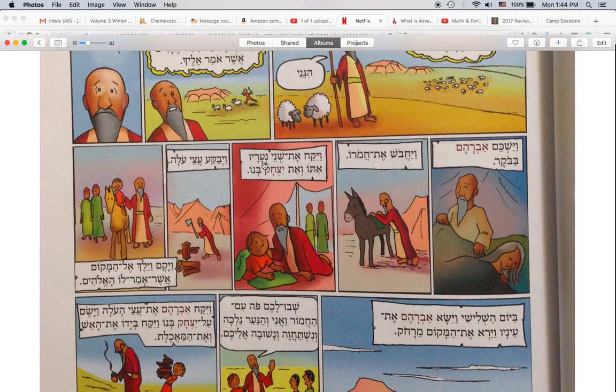Vayakak et shnei na'arav ito ve'et Yitzchak bano, and he took two of his lads with him, and Isaac his son. Na'arav is a plural masculine noun that is bound to its suffix. Grammatically, it is definite, even though there's no definite article. All nouns that are bound to a suffix are definite. Here, beno is a noun. It is a masculine singular noun bound to its suffix. Note the different spelling of the third masculine singular suffix.